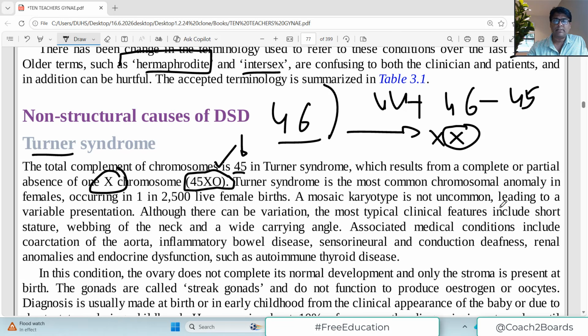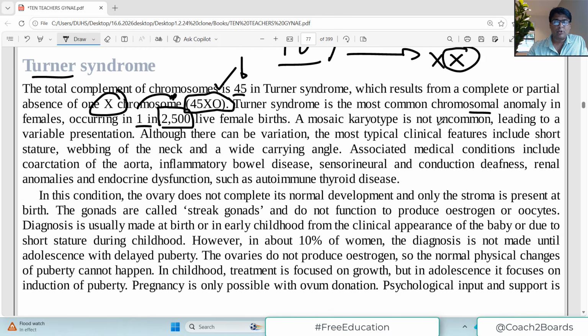Turner syndrome is the most common chromosomal abnormality in females, occurring in about 1 in 2,500 live female births. So it's a big number, you can imagine, 2,500 में एक. A mosaic karyotype is not uncommon, leading to variable presentation. So some cells have this pattern, 45XO, some of them are normal. So this is what we call the mosaic pattern.